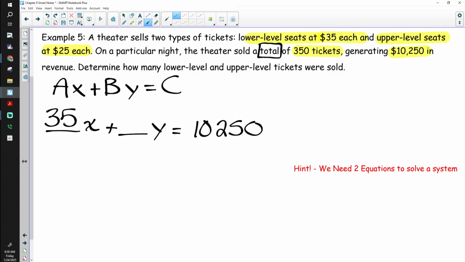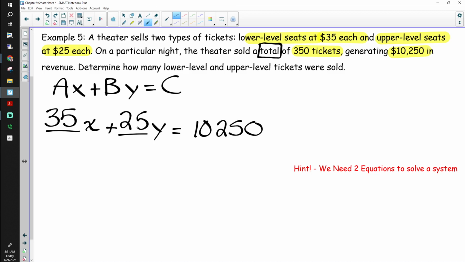Now it's okay to put 35 here, but if I put 35 in the second blank, now what variable would represent lower level seats? Y. So it doesn't matter where you put it, but depending on where you put it, changes what the variable represents. Okay, I'm going to put 25 here. So that means X is my lower level seats, Y is my upper level seats. And that's my first equation.